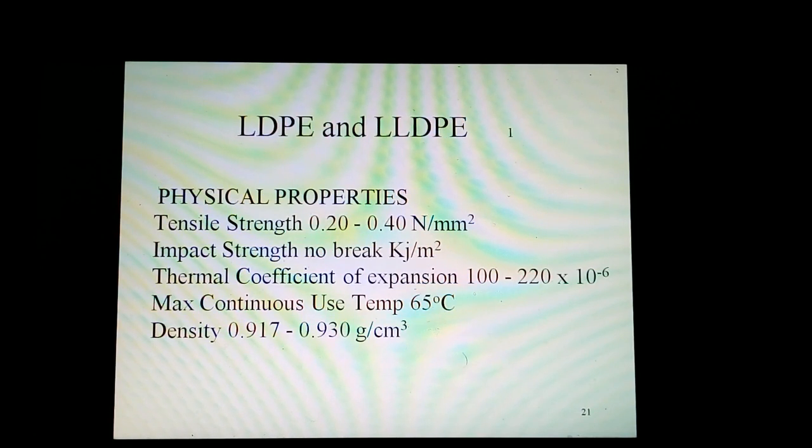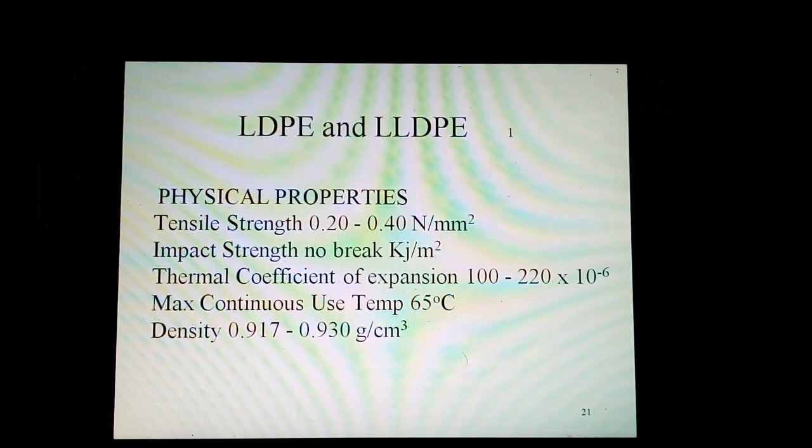Physical properties of LDPE and LLDPE. Tensile strength is in the range of 0.20 to 0.40 newtons per square millimeter. Notched impact strength is 0.0 kilojoules per square meter. Thermal coefficient of expansion is in the range of 100 to 220 x 10^-6. Maximum continuous use is up to a temperature of 65 degrees centigrade. Density is in the range of 0.917 to 0.930 grams per cubic centimeter.